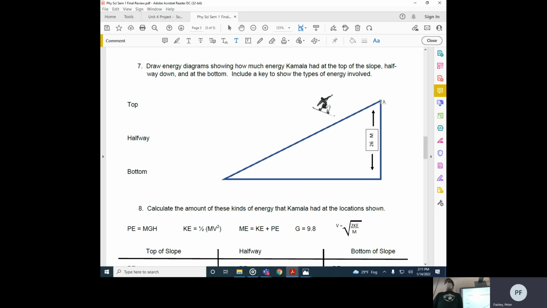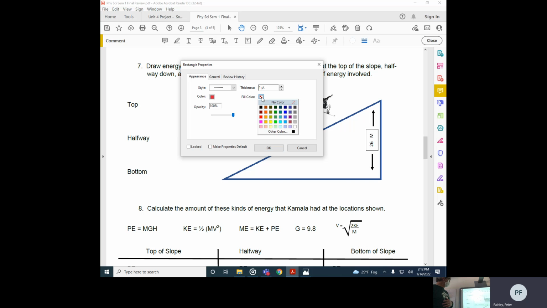Hey, do you guys remember how to draw energy diagrams? You have to make your own key. That's part of the grade, including a key. Doesn't it say that on the assignment right there on the question? Include a key to show the types of energy involved. There were squares or rectangles showing the different kinds of energy at the top, halfway down, and at the bottom. What kind of energy do you have to include? Kinetic energy. What else? Potential energy.